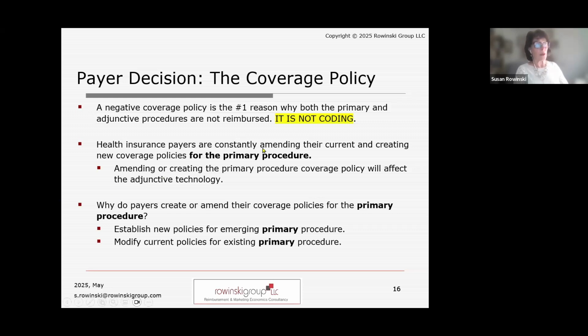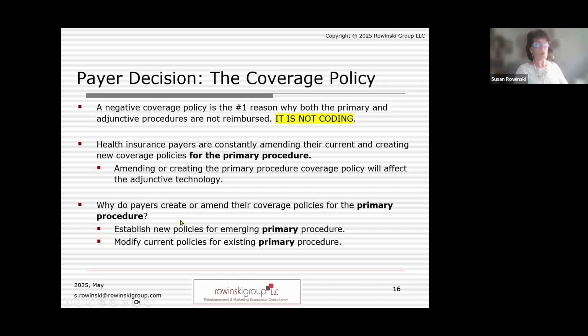Health insurance payers are constantly amending their current and creating new coverage policies for the primary procedure. And that's important to understand, that the reason these coverage policies exist is for the primary procedure, not the adjunctive. However, what's important for adjunctive technologies or procedures to understand is that amending or creating policies for the primary procedure of which you are facilitating will affect you. And thus it's important as an adjunct to understand any changes to your primary procedure's coverage policies.